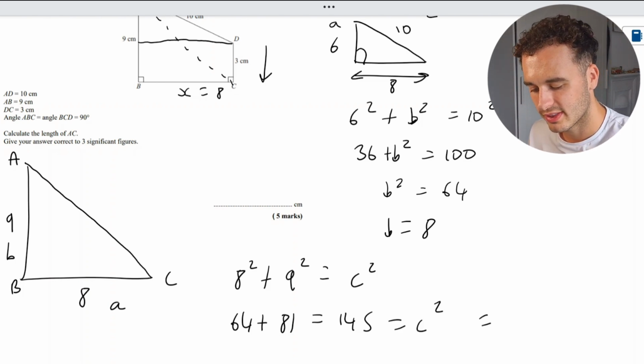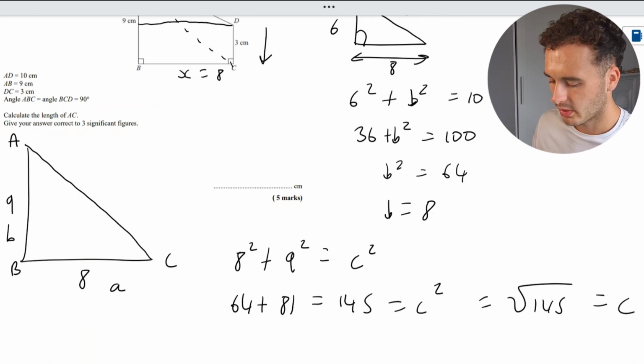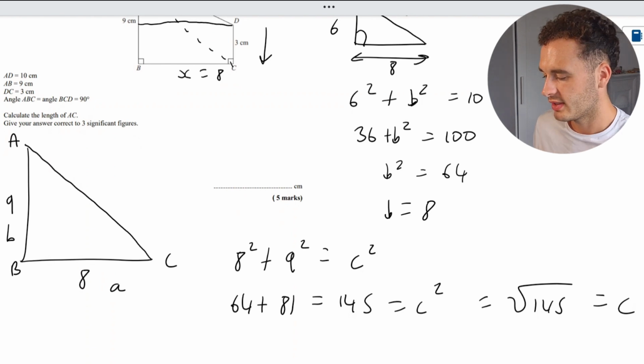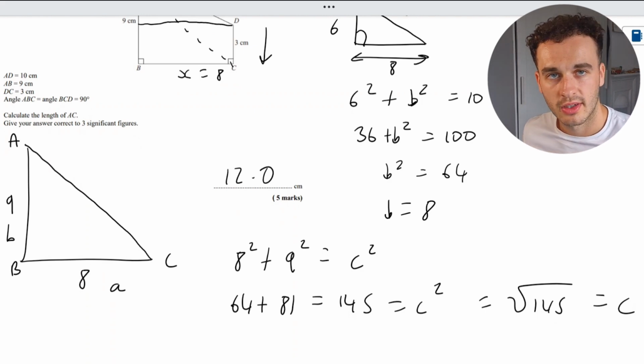So how do we find C? Well, we do the square root of 145, which is C. Okay, and the square root of 145 to 3 significant figures is 12.0, so just 12. I'm going to put 12.0 to show that we've rounded it. Congratulations, you've now mastered Pythagoras Theorem.